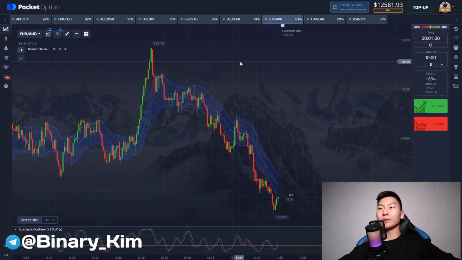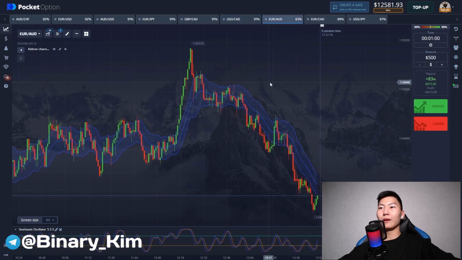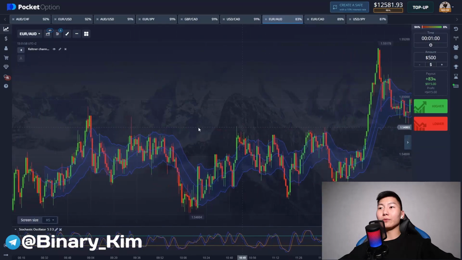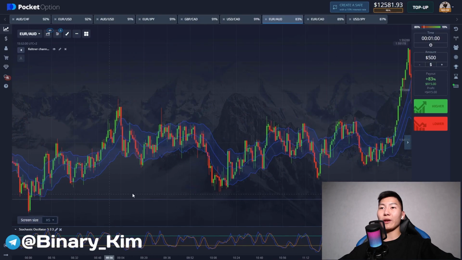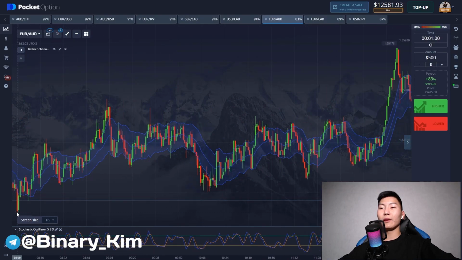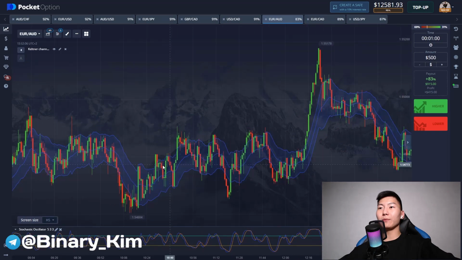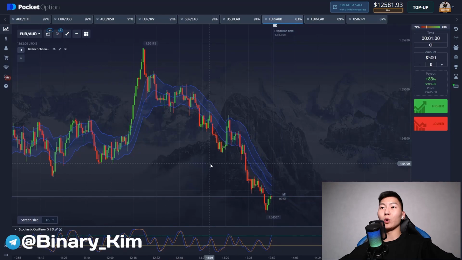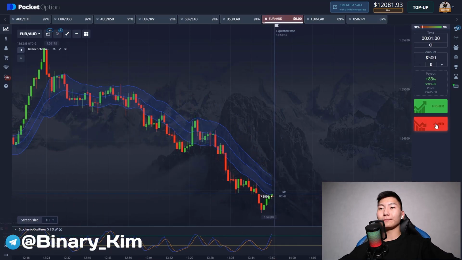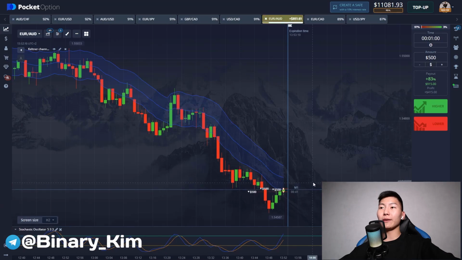Let's have a look. Well, we observe the downward dynamics. Let's check out the support zone. Here is the low, and basically we can conclude that the price should go lower. That's why we open the short. You know, guys, let's open two more short positions here.